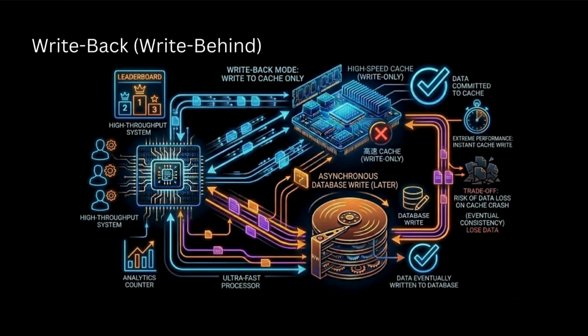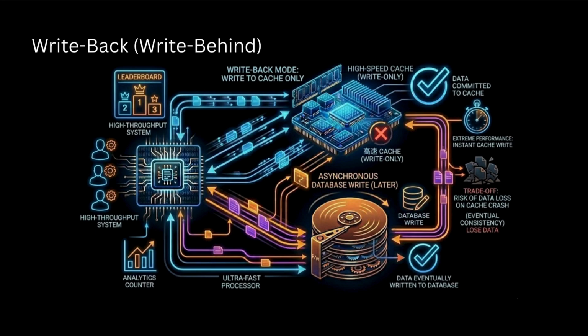Now let's optimize for raw speed. With write back, you write only to the cache. The cache then asynchronously writes to the database later on. This makes writes extremely fast. It's perfect for high throughput systems like analytics counters or gaming leaderboards. The trade-off is if the cache crashes before it writes to the database, you lose the data.